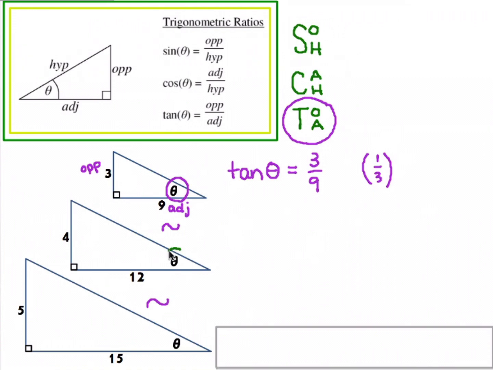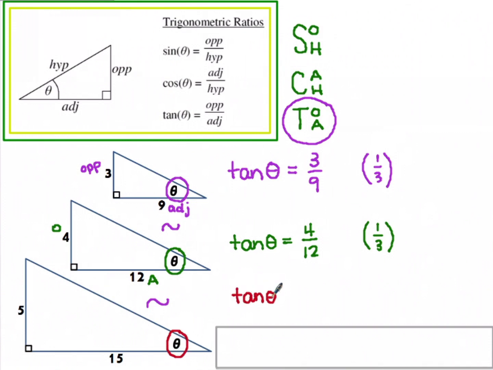Let's try the second triangle. So here's my theta. Again, the opposite and the adjacent are labeled. So again, I can set up a tangent ratio. Tangent of that angle theta is equal to 4 over 12, opposite over adjacent. That one actually also reduces to 1/3. And finally, this bottom one, for this angle theta, if I set up the tangent of that theta, I would get the opposite over the adjacent. Tangent of theta equals 5 over 15, which you might notice also reduces to 1/3.